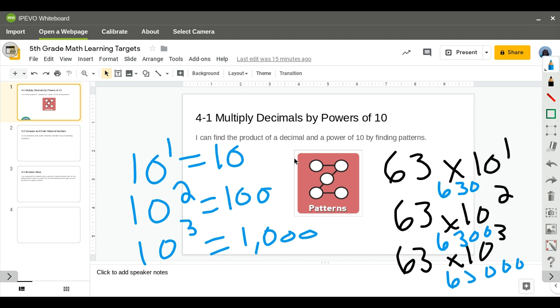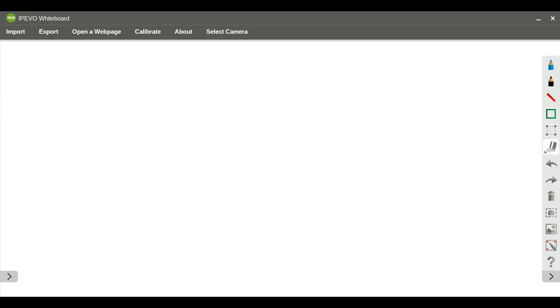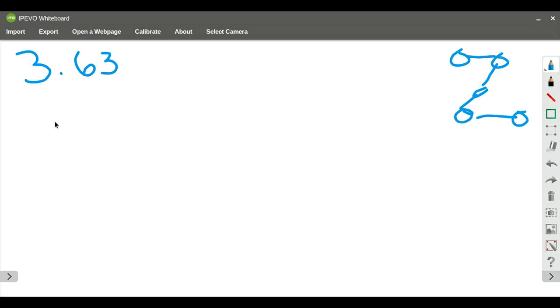So today we're going to take a look at how those patterns that we've already worked on and learned are going to work when we're multiplying a power of 10 by a decimal. We'll do this by looking at one example. I'm going to start with the value 3 and 63/100ths. The pattern that we want to look at is how this decimal moves when we multiply it by a power of 10.